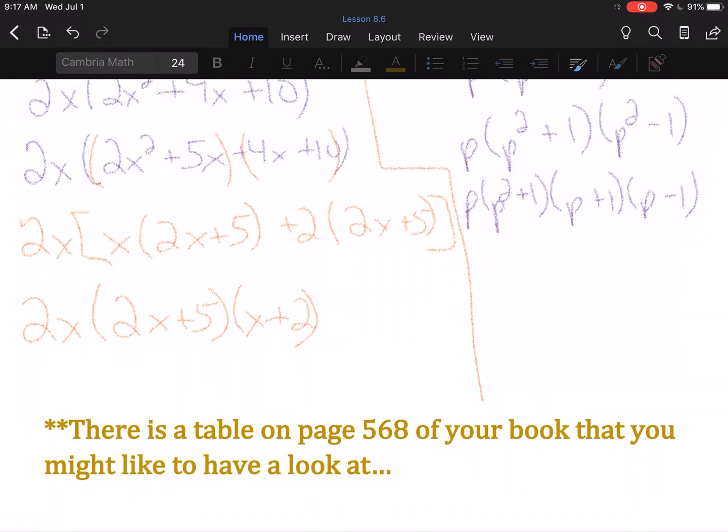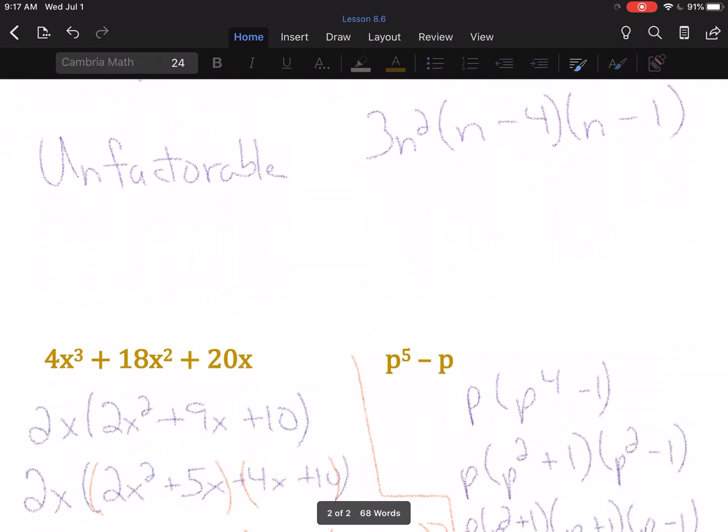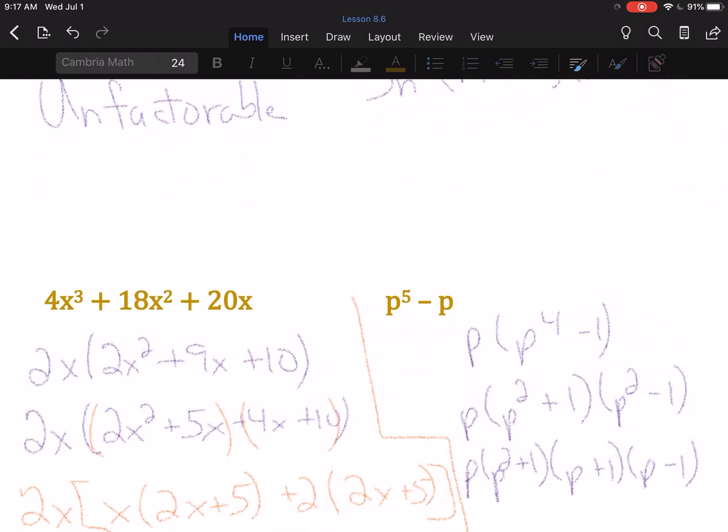Okay. There is a table on page 568 of your book, and I'm not going to go to it right now. You can certainly look at it on your own. It basically will walk you through the easiest to hardest things to look for in order to factor. So I strongly recommend you go and at least take a look at that table.